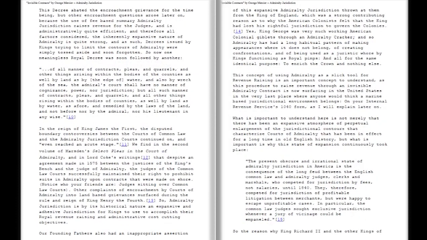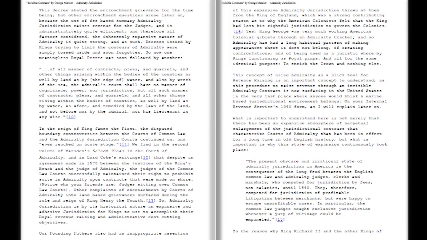9. This decree abated the encroachment grievance for the time being, but other encroachment questions arose later on, because the use of fee-based summary admiralty jurisdiction raises revenue for the judges, and is administratively quite efficient, and therefore all factors considered, the inherently expansive nature of admiralty is quite strong, and as such, decrees issued by Kings trying to limit the contours of admiralty were simply tossed aside and soon forgotten.